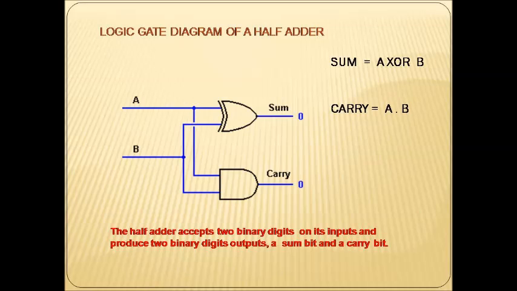On the screen you can see that A and B are the two input lines. The sum produces A XOR B and carry produces A dot B. Okay.